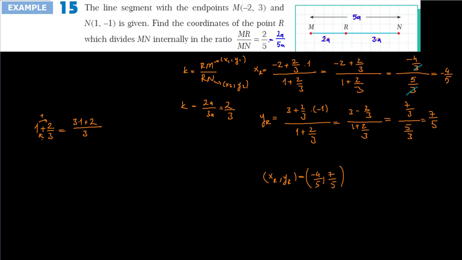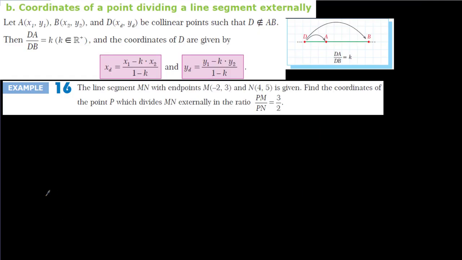Okay. Let's continue with the last question and last topic for this video. Here let A be x1 y1 and B x2 y2. If the point D divides the line segment externally, dividing the line segment externally means outside, with this given ratio, in this case dA over dB equal to k, where x1 and y1 are the coordinates of A and x2 and y2 the coordinates of B. Okay, this is also important.